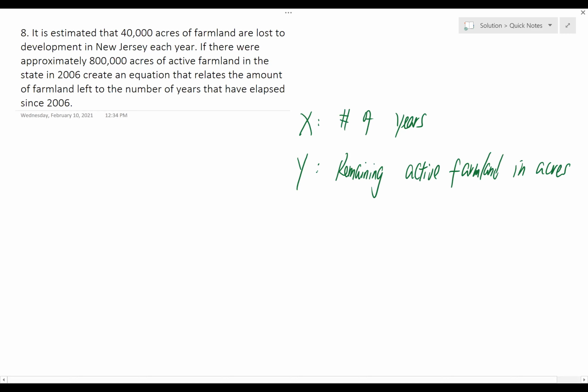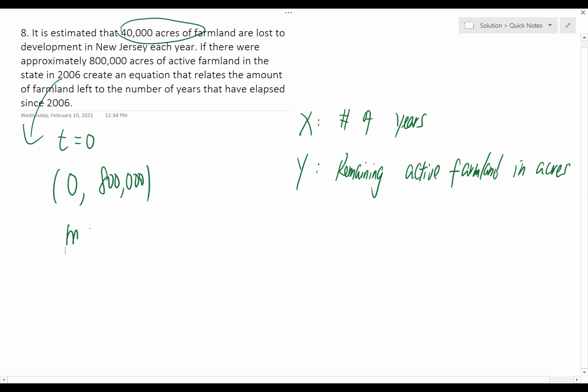Okay, so now let's think about the scenario. There were approximately 800,000 acres of active farmland in the state in 2006, so we assume time t equals 0 in 2006. We're going to have ordered pairs first. At time t equals 0, we have 800,000 acres. So we have a point. And what else is given here? What is this 40,000 acres per year? What does that mean? It's estimated that 40,000 acres of farmland are lost to development in New Jersey each year, meaning as a year goes by, the amount of farmland goes down by 40,000 acres.